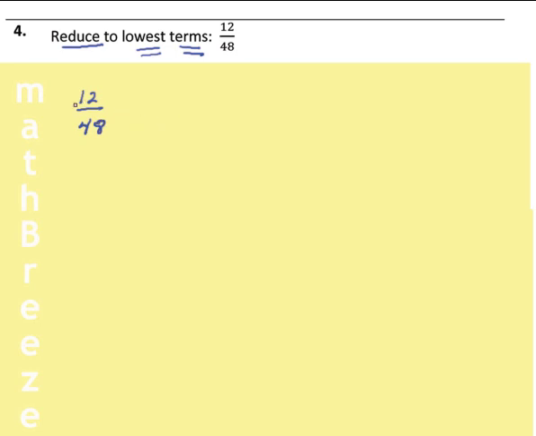And let's say we start by dividing top and bottom by 2. If we divide 12 by 2, we have 6. And if we divide 48 by 2, we have 24. Okay, so this fraction is equal to 6 over 24. Now we can divide top and bottom by 3, let's say. If we divide the numerator by 3, we have 2. And if we divide the denominator by 3, we have 8. So this fraction further reduces to 2 over 8.